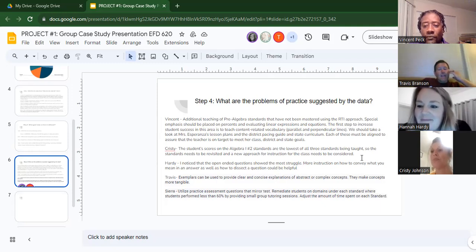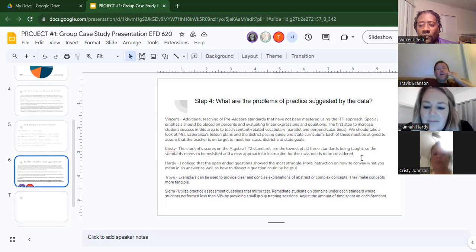Yeah, again, the open-ended questions and the short answer were a problem. So exemplars can be used to provide clear and concise explanations of abstract or complex concepts. They make the concepts more tangible. That's something that she could use in order to increase the scores. But that's something that the data shows is lacking.